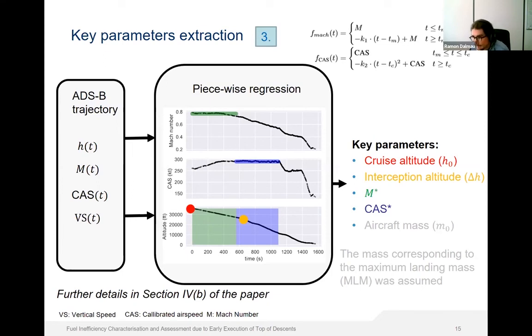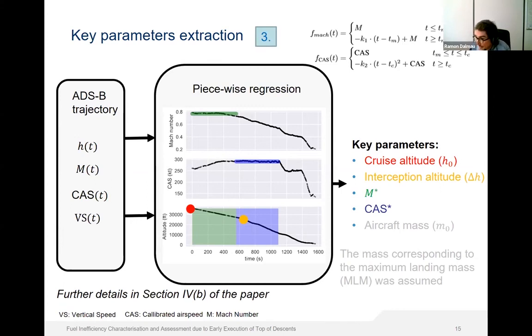What about the speed profile? Remember that early descents are executed by following the speed profile of the trajectory plan with the throttle. This means that even if we do not have access to the trajectory plan, we know that it was computed by using the speed profile observed in the early descent trajectory. In this study, we used a two-piecewise regression model in order to detect the constant Mach and CAS segments of the trajectory observed from the ADS-B data. But you could find further details in the paper.